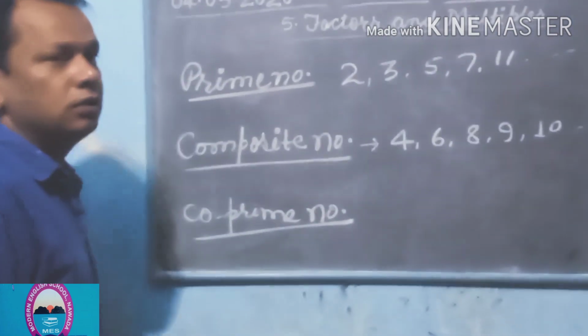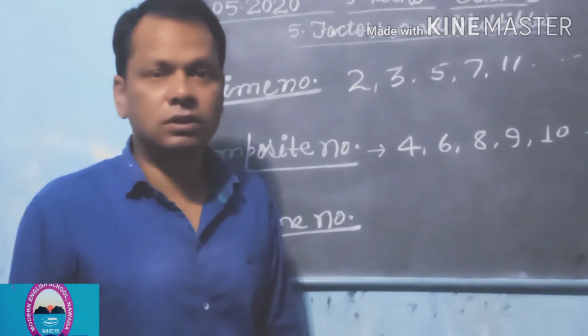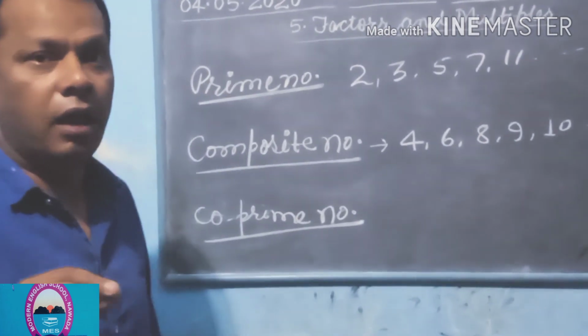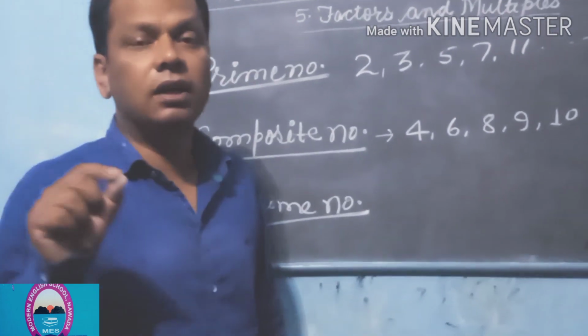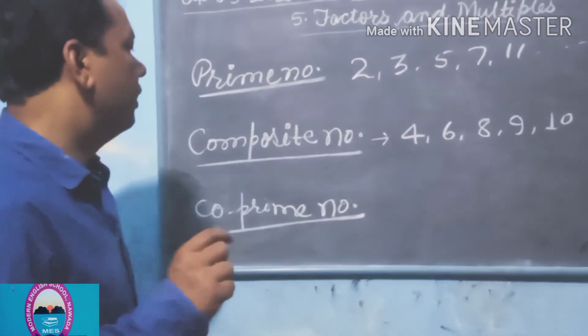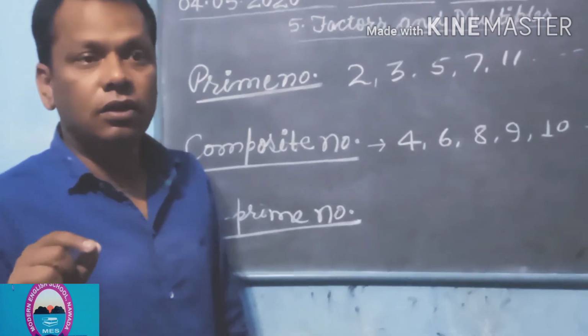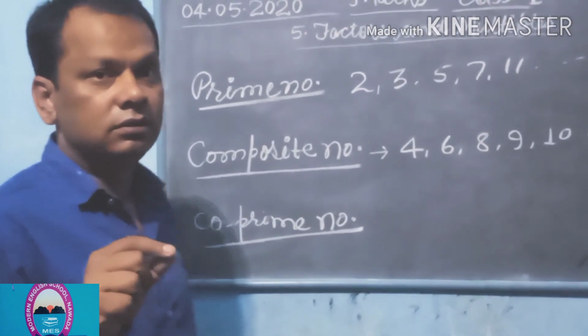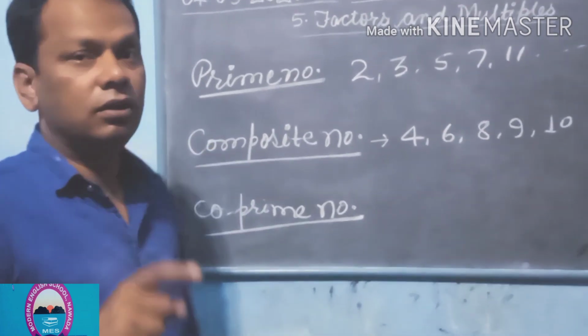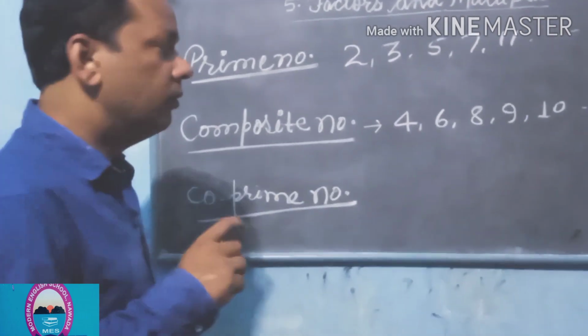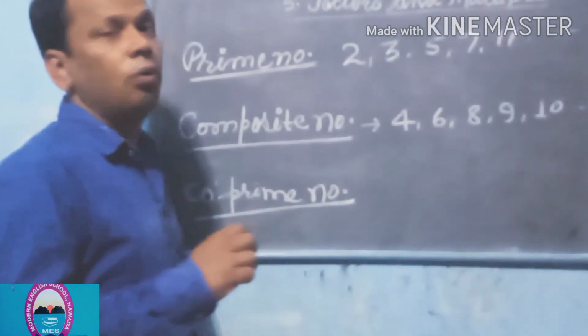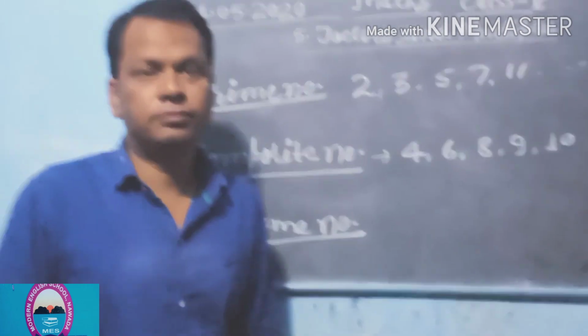Two different numbers that have no common factor other than 1, or we can say two numbers having HCF of 1, are called co-prime numbers.